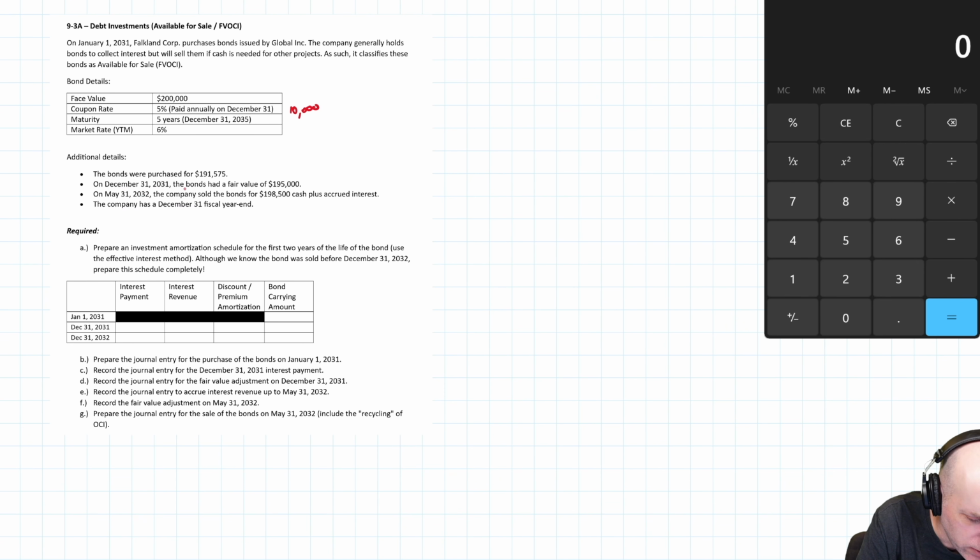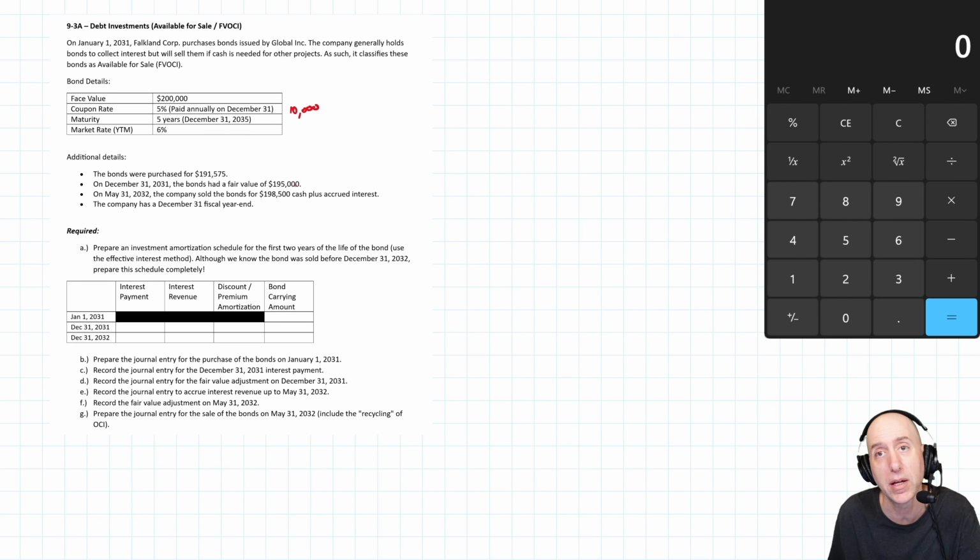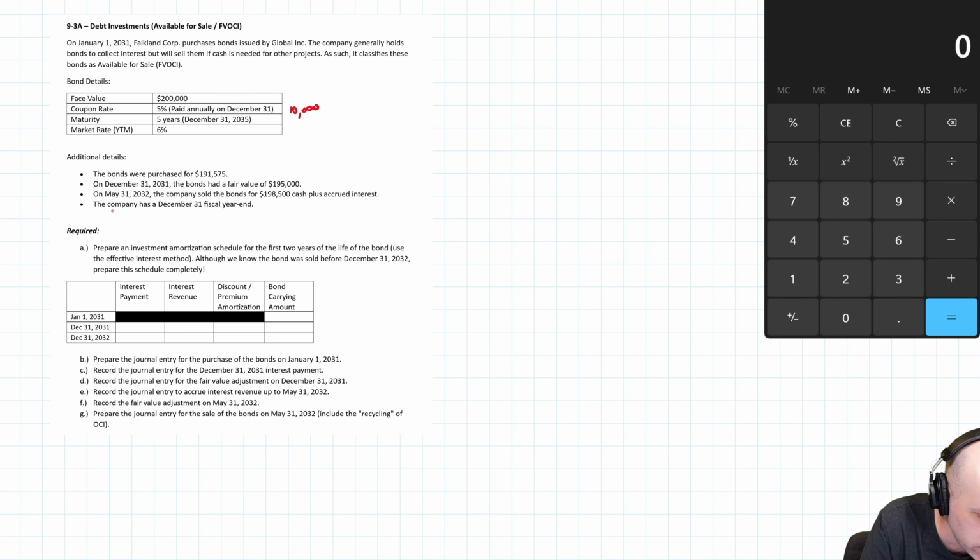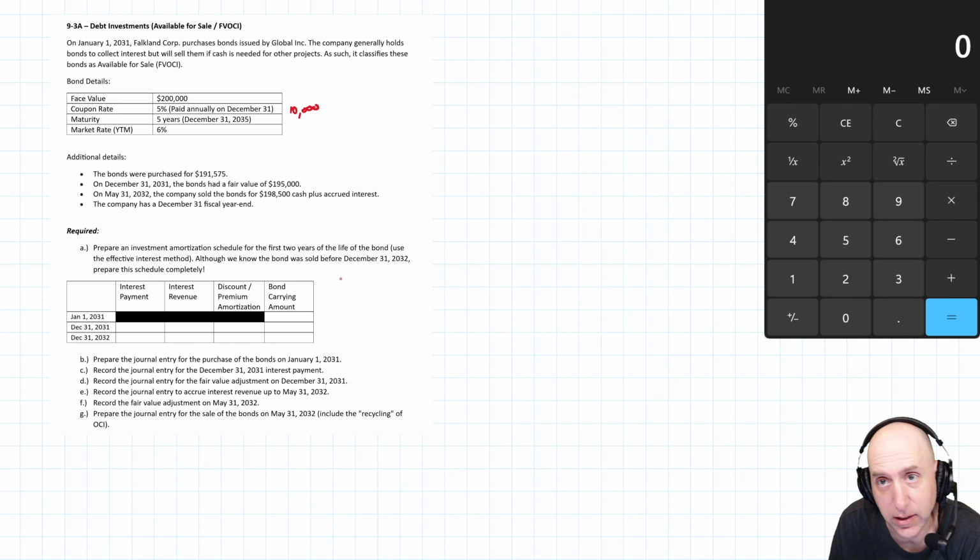On December 31st, 2031, the bonds had a fair value of $195,000. So the bonds have been going up in value. That's good news for us. On May 31st, the company sells the bonds for $198,000. The bonds continue to climb in value. Well, again, great news for us. Plus the accrued interest. So we sold them for $198,000 plus any interest that had built up to that time. The company has a December 31st fiscal year end. Okay. First things first, we're going to prepare an investment amortization schedule, the effective interest rate method.